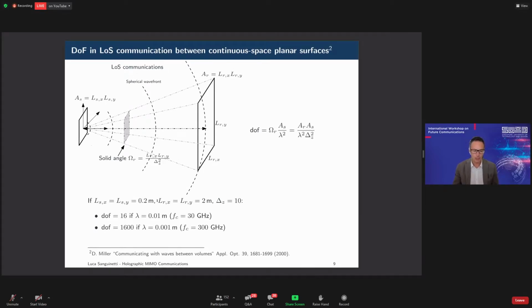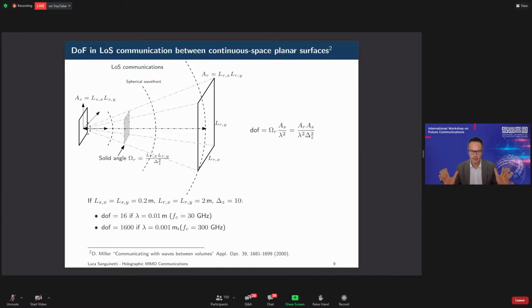So for example, if you have a transmitter with these dimensions and a receiver with these dimensions, so you have a 2x2 square planar surface, and the distance between the source and the destination is 10 meters, then the DOF, the degrees of freedom, the number of multiple data streams that you can transmit from the source to the receiver, is not one, but is 16 if you operate the system at the carrier frequency of 30 gigahertz, and 1,600 if you operate the system at the frequency of 300 gigahertz. So from these results, it's clear that there is much more to gain.